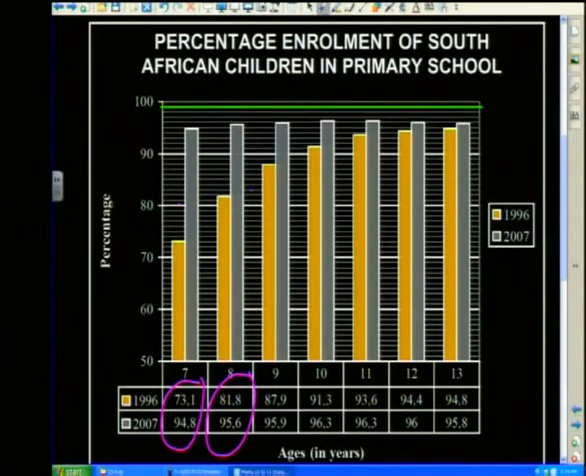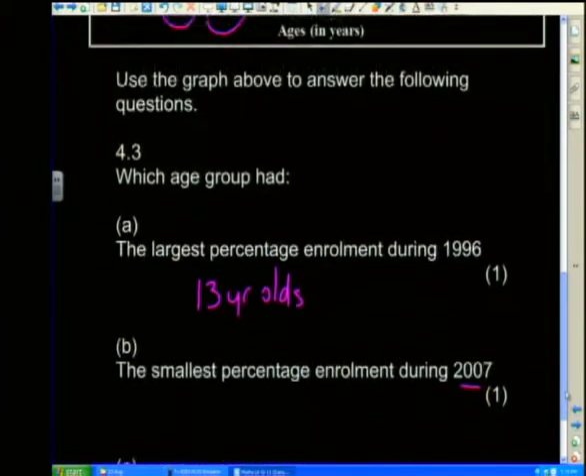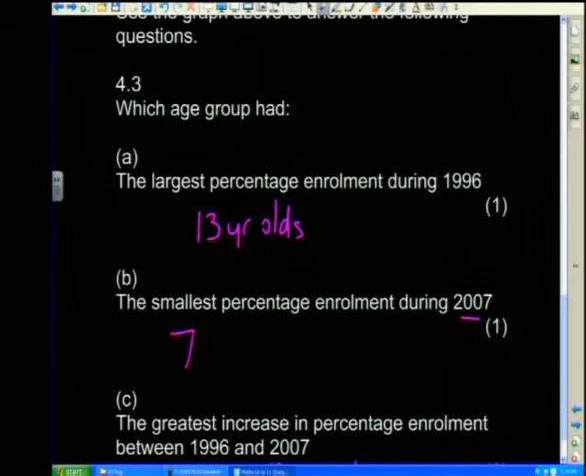So again, I'm going to take my table. I'm looking at 2007, which is a grey, and I want my lowest value. And my lowest value was my 7-year-olds. And if I look at the values, I'll see that it is my 7-year-olds. So the smallest was 7-year-olds.